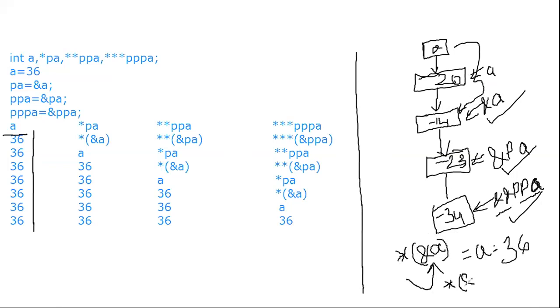Star of ampersand PA is equal to PA. Like that, star of ampersand PPA is equal to PPA. So like that, you can solve these equations like this.